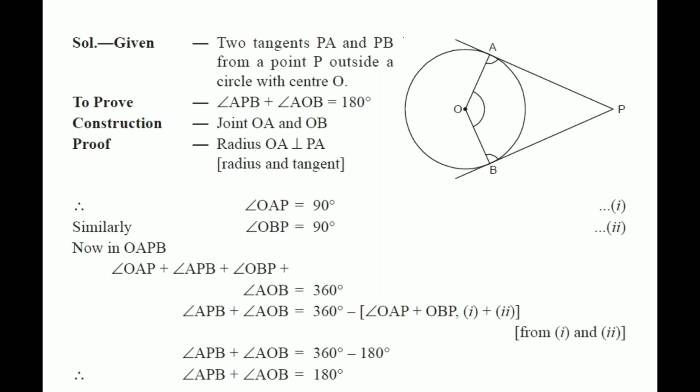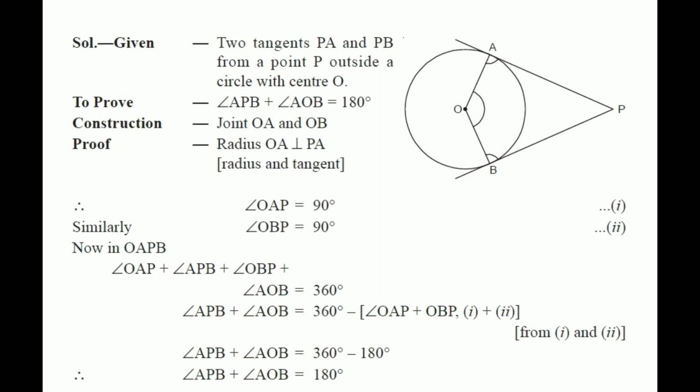Now look at the quadrilateral OAPB. We know from our previous knowledge that the sum of four angles of a quadrilateral is 360 degrees. We write all the four angles of this quadrilateral as angle OAP plus angle APB plus angle OBP plus angle AOB. Their total sum is equal to 360 degrees.